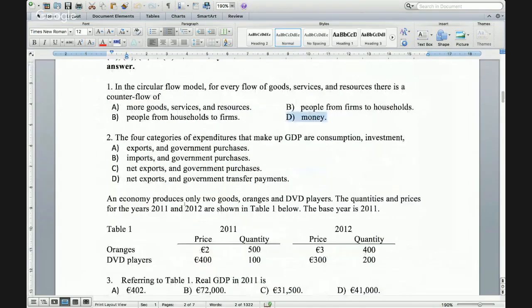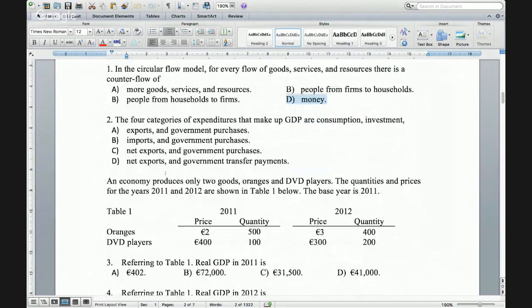Question 2. 4 categories of expenditures that make up GDP are consumption, investment, and then we have another 2. If you're aware of GDP or aggregate demand, there's a key formula that you need to know, and that's C plus I plus G plus NX. We already have here consumption, which is your C, your investment, which is your I, and then we need government spending or expenditure. So we have government purchases for A and B here, and also C. And we need the net exports, which is exports minus imports.